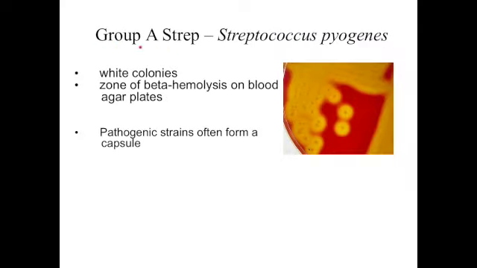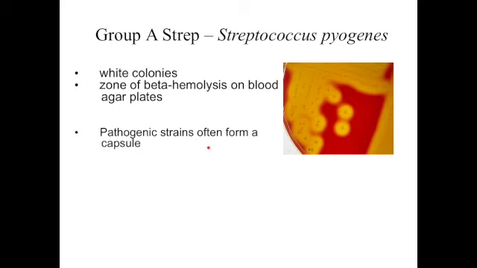Now, it's called group A, but it's really just one species, Streptococcus pyogenes. We've used it in the lab before. They grow as white colonies on agar, and when we grow them on blood agar, they are beta hemolytic. So again, that means this nice, big, clear area where all the red blood cells have been destroyed, and we have our tiny little colony right in the middle.